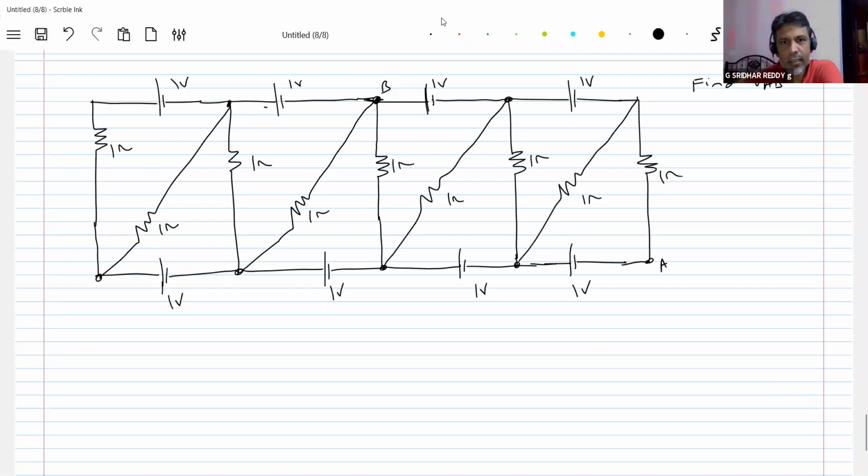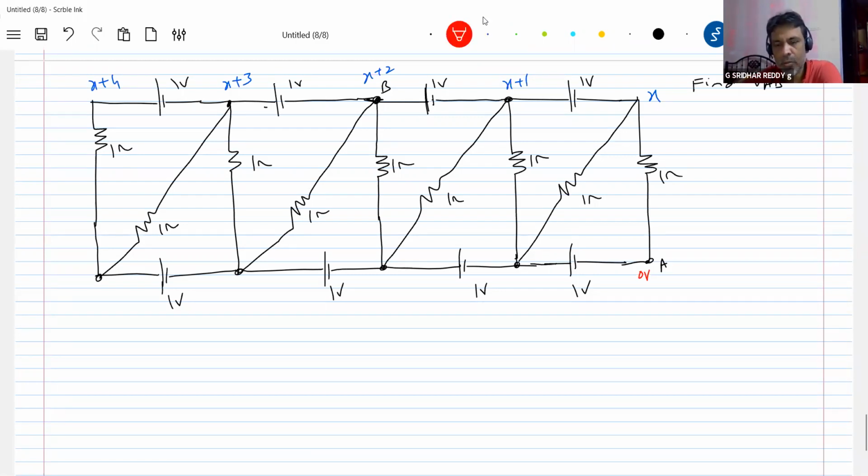Okay, I'll start with this. Let this be 0 volt, and let me assume the potential of this be X. Then this is the cell, so the potential difference should be 1 volt, so X plus 1. The potential difference here should be 1 volt, so we write X plus 2, X plus 3, X plus 4.